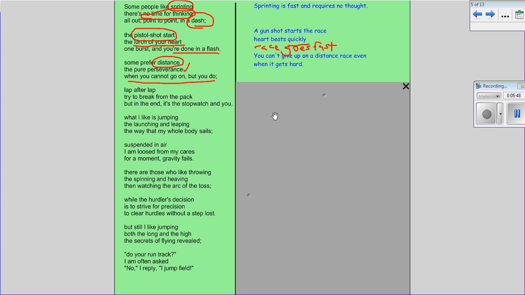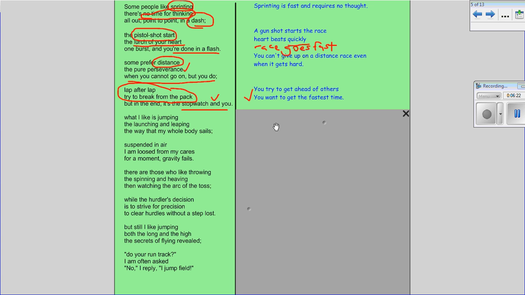Our next stanza. "Lap after lap, try to break from the pack, but in the end, it's the stopwatch and you." So you try to get ahead of others. You want to get the fastest time. So here is this lap after lap, you try to break from the pack. That's the idea, that you're trying to get ahead of the other people. But in the end, it's just the stopwatch and you. This is that idea of the fastest time. At the end, it doesn't matter who you beat. All that matters is that you have your quickest time.